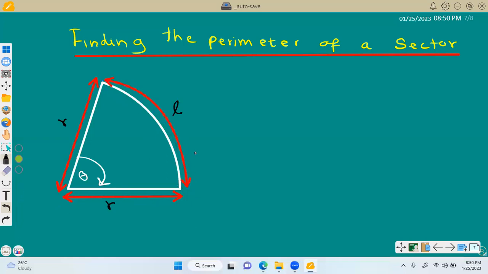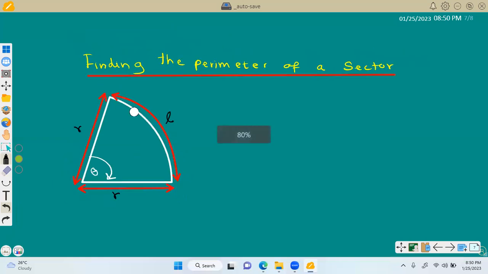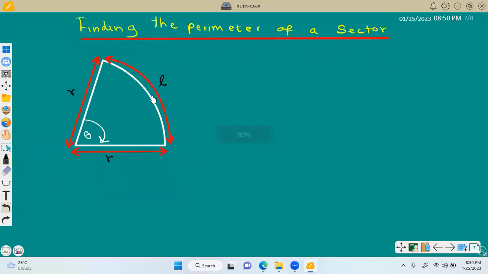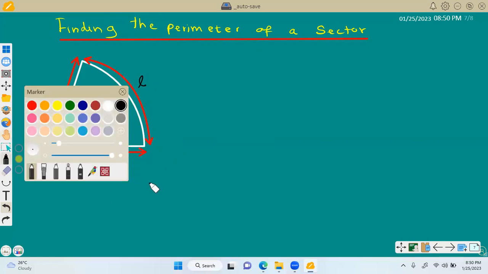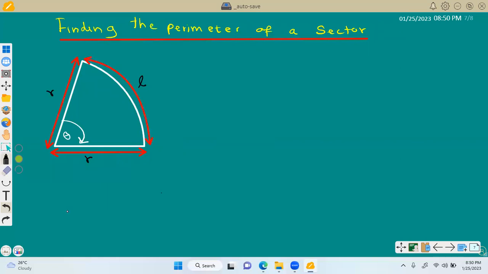Okay, now what is meant by perimeter? Can you remember? The perimeter means we have to take the total outer length. It doesn't matter whether they are straight line segments or curved line segments. You have to add all the lengths of a particular closed plane figure. Now, when we consider this sector, it is also a particular closed plane figure.